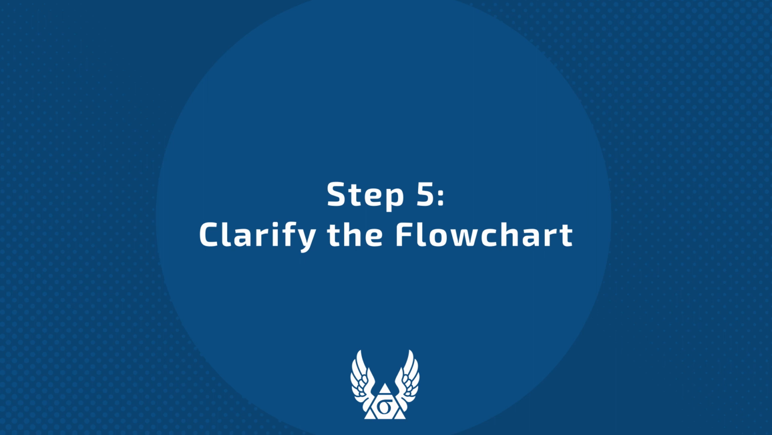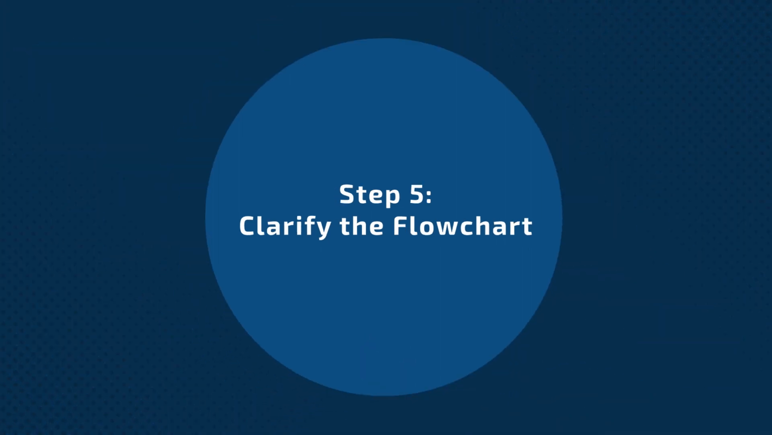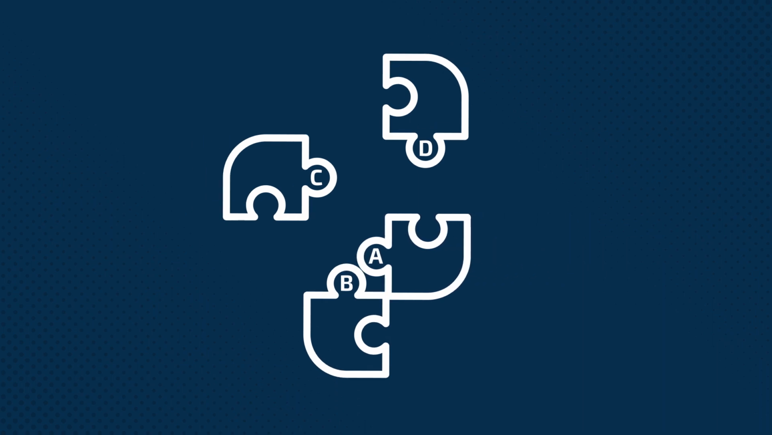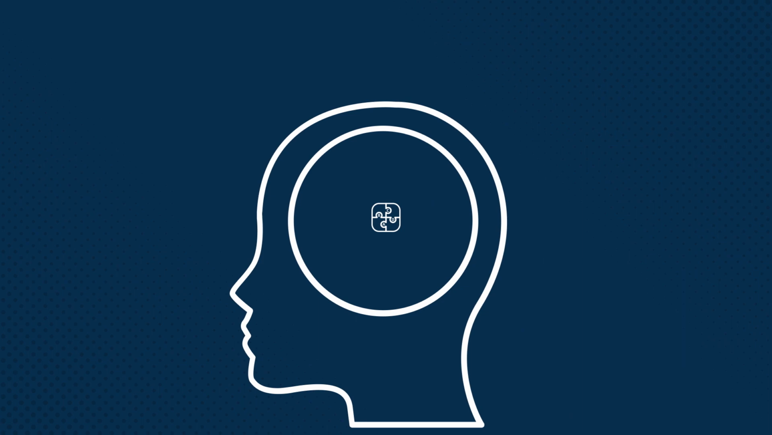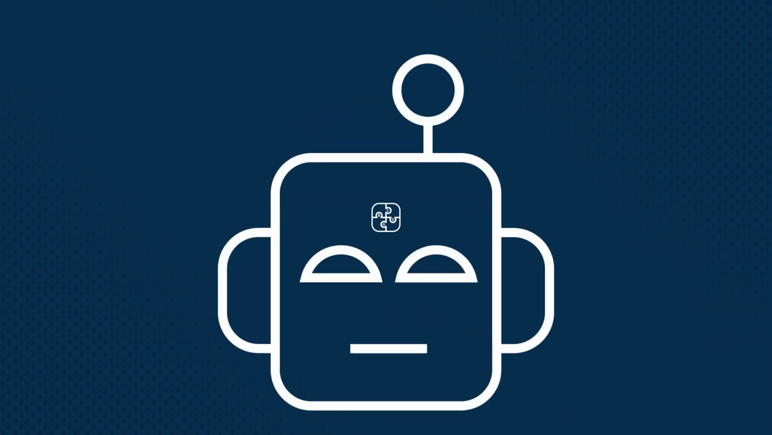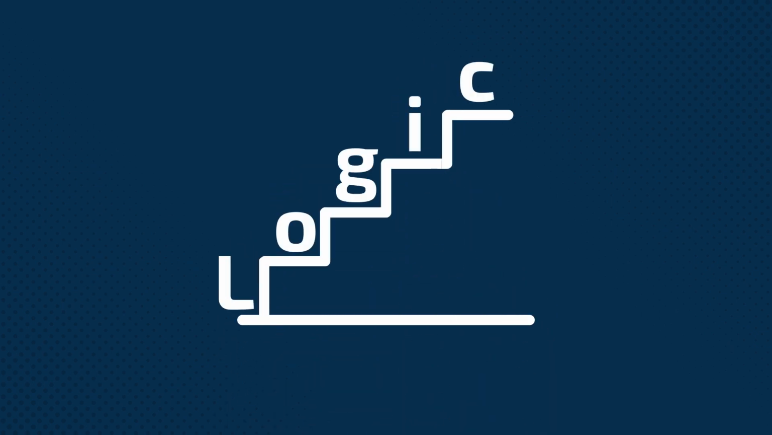Step 5. Clarify the flowchart. Once all the steps in the flowchart are on the canvas and connected properly, you can run through the process in your head, as if you were a computer or another person who had to execute the steps in the process. Make sure the steps are logical and that the process isn't missing any steps.